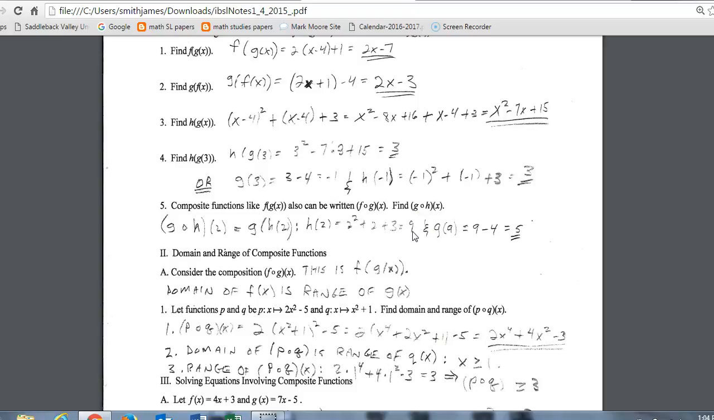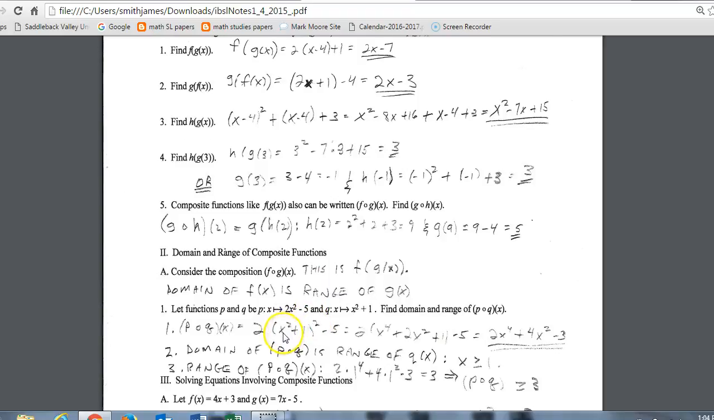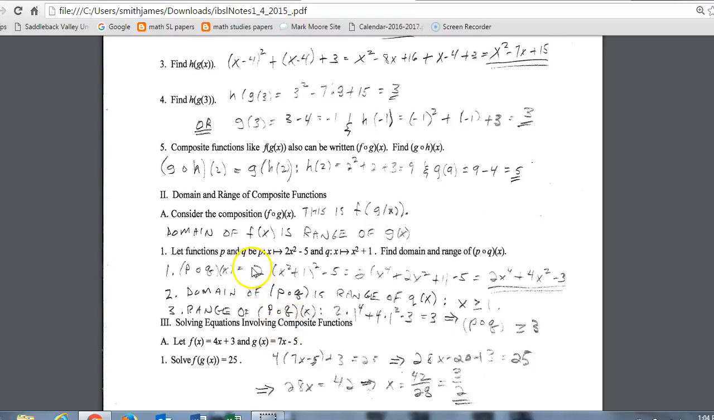When you do a composite function, this range value then becomes the domain of the exterior function that we have right here. So that might help a little as we get into this next part where they start talking about domain and range. So we start out with just a couple functions here. So we have p of x equaling this right here. We have q of x equaling this right here. And they're going to ask us for the domain and range of the composite function.